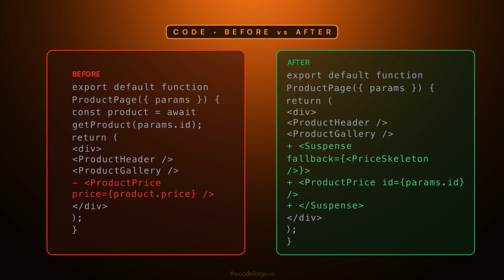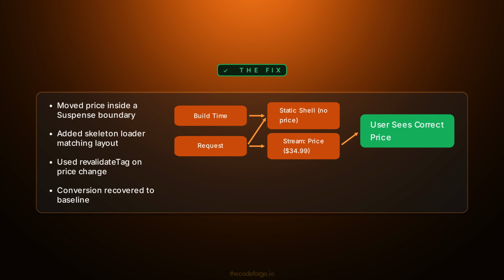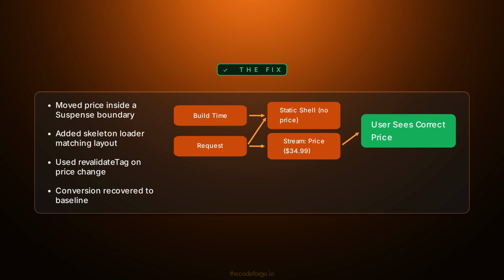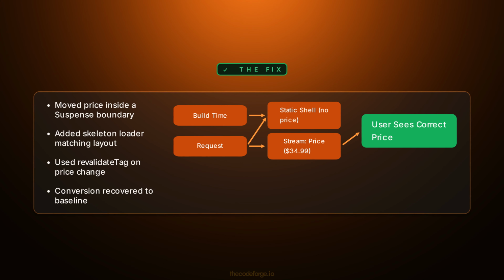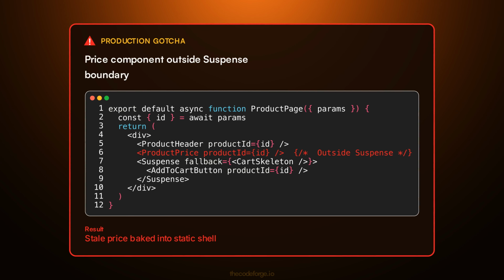The price component was placed outside any suspense boundary, causing it to be pre-rendered at build time and served stale. The fix was to move the price component inside a suspense boundary with a skeleton loader. Now the static shell has no price, it streams dynamically. We also added on-demand revalidation via revalidate tag, so the shell is invalidated when prices change. Conversion recovered to baseline. This is the mistake that caused the 12% conversion drop.